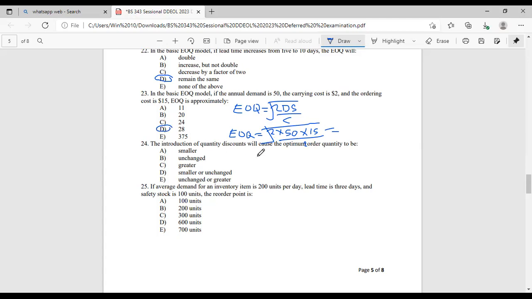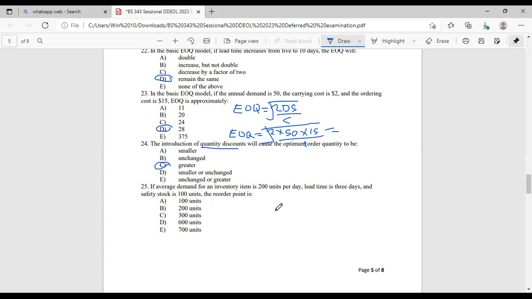And then the introduction of quantity discount will cause the optimal order quantity to be greater. So when they're giving you a discount, you can order more units of a commodity.